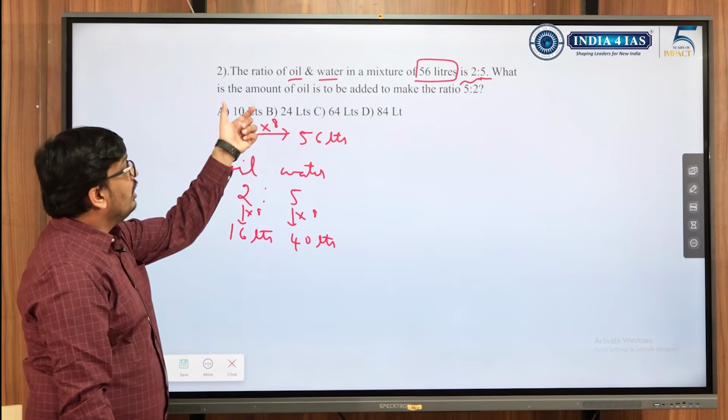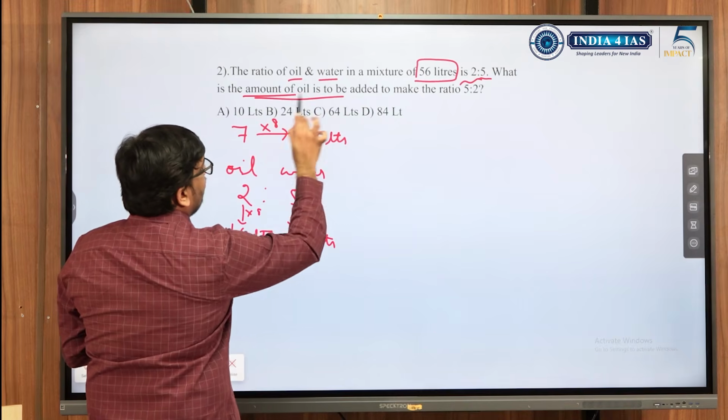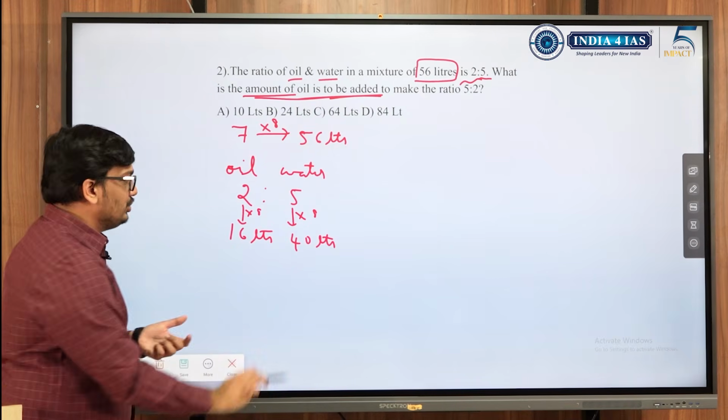After this, what is the amount of oil to be added to make the ratio 5:2?